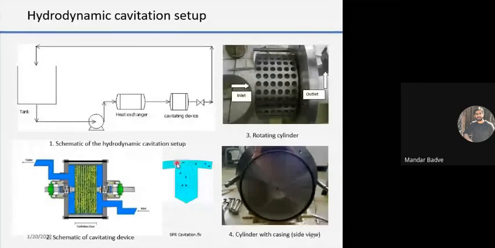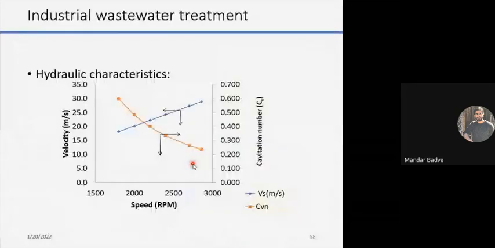So this was a different type of setup. Here also you observe that with an increase in the speed, your velocity increases and your cavitation number again goes down. Which, cavitation number going down, means your efficiency of cavitation is increasing, right?